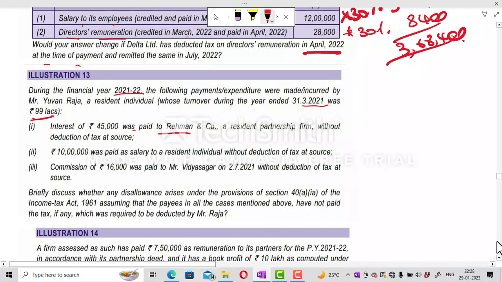Interest of 45,000 was paid to Rahman, a resident partnership firm, without deduction of tax. So here he is not eligible for audit, then he need not deduct the tax on that, and he has not deducted, so no complaints, no disallowance here.